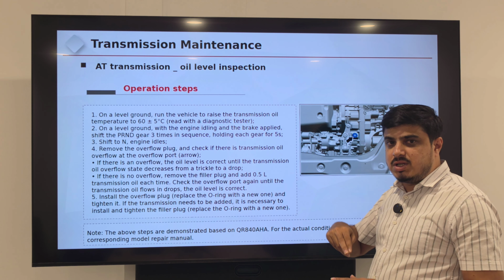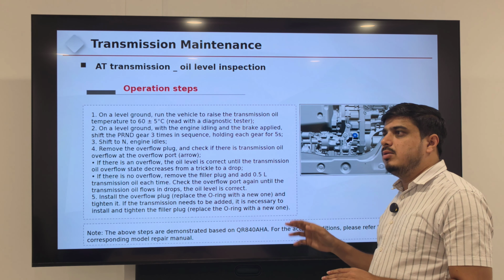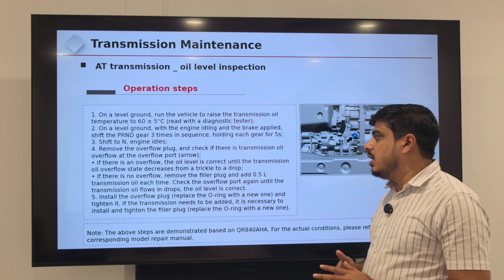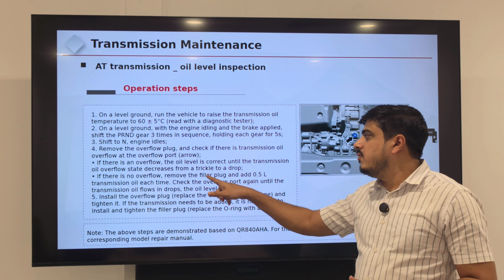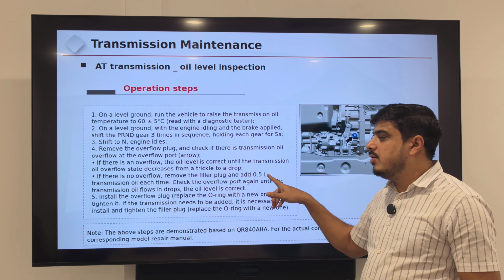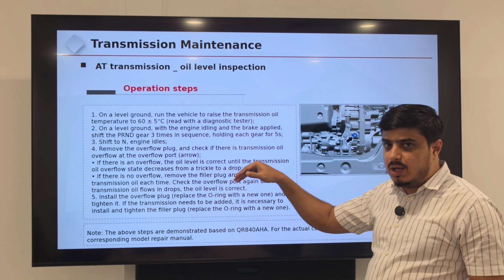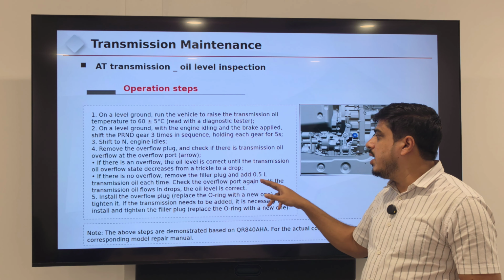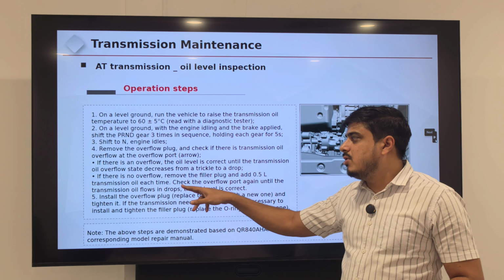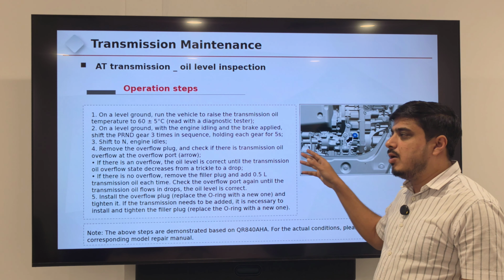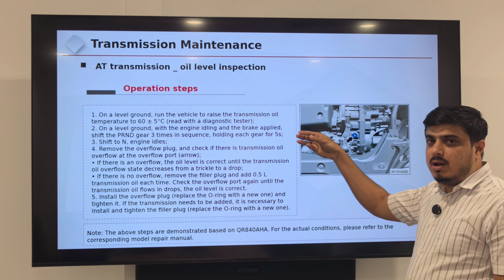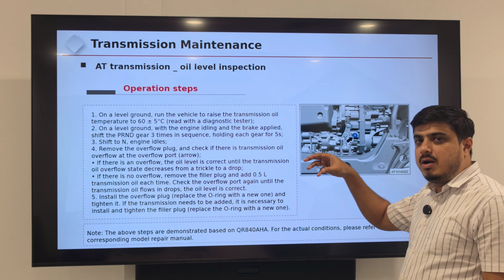If there is no streaming or dripping, it means there is less oil inside the transmission. Then again, remove the filler plug and add 0.5 liter, 500 ml, of oil inside the transmission. Then check the overflow port again until the transmission overflows in drops. Remove the overflow plug after filling, then check the oil streaming or dripping.